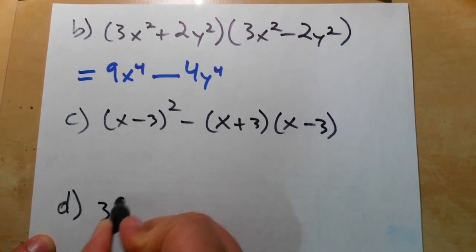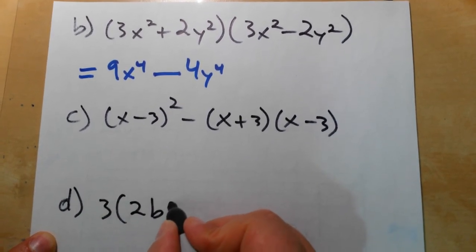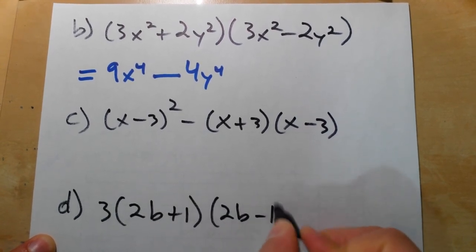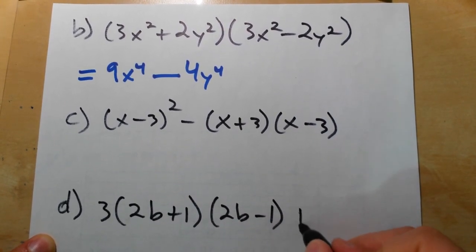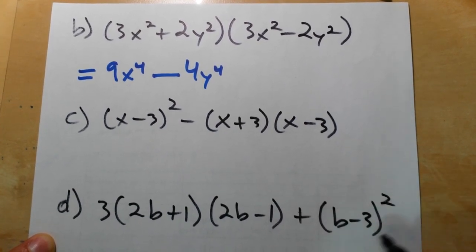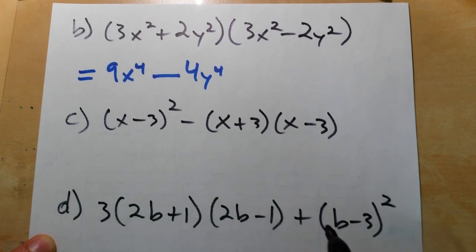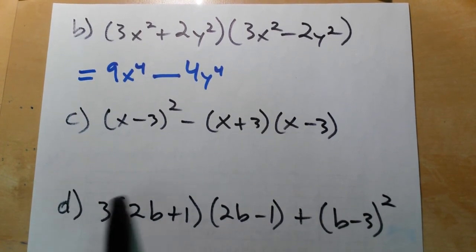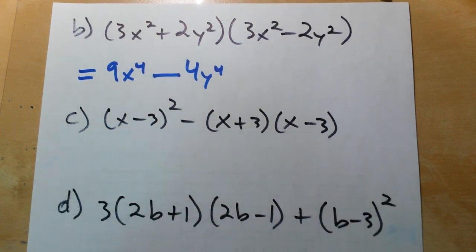And this is another example too. 2b plus 1 times 2b minus 1, plus b minus 3 squared. Same thing. Perhaps here you may have to bring the 3 afterwards. So work on these two examples. We'll take them up next time when we meet, and that's all.